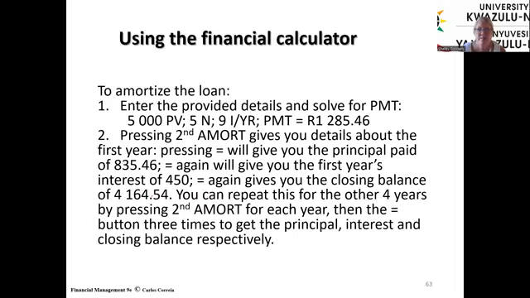And then you press second amort again, and you can repeat the same for the second year, the third year, the fourth year, etc. Each time you press second amort, you're looking at a different year, and by pressing the equal button, you get the principal, the interest, and the closing balance, respectively, for that particular year. Okay, so it's very useful. I'm going to show you now on the financial calculator.